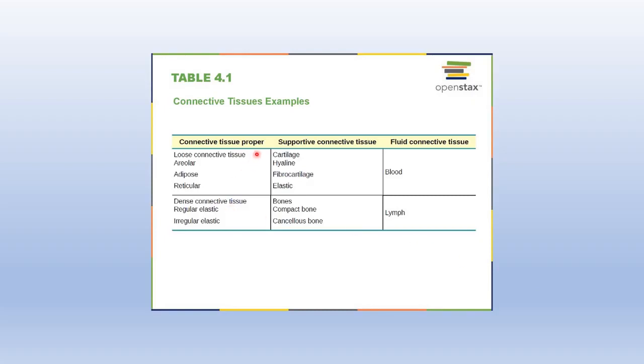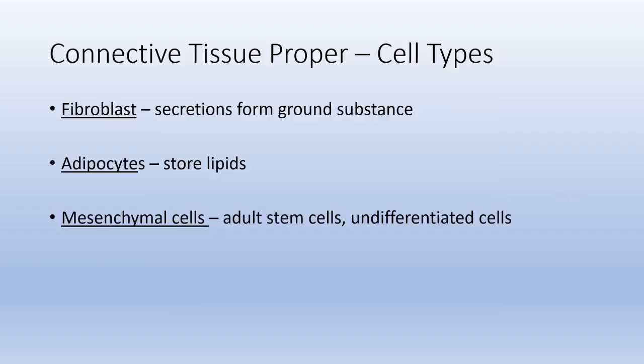Connective tissue proper, you're going to have loose connective tissue and dense connective tissue. They are further subdivided into these categories. Supportive connective tissue, you've got cartilage, of which there are these three types, and then you've got bone, of which there are two different types. And then the fluid is going to be these two types, blood and lymph, and we're going to look at all of these briefly.